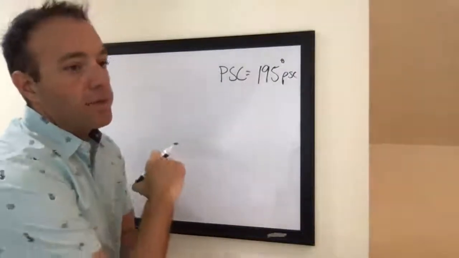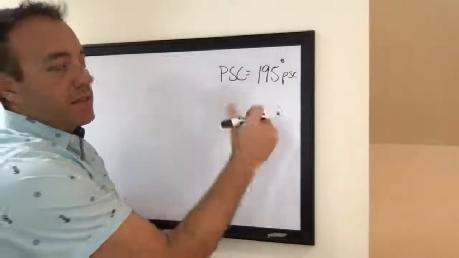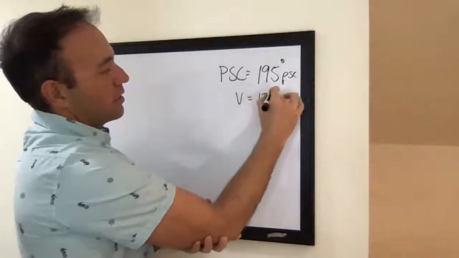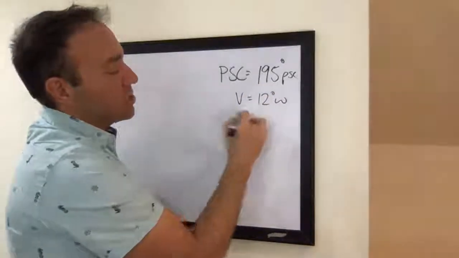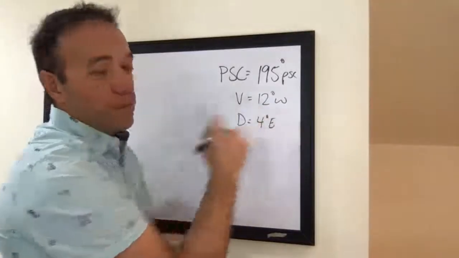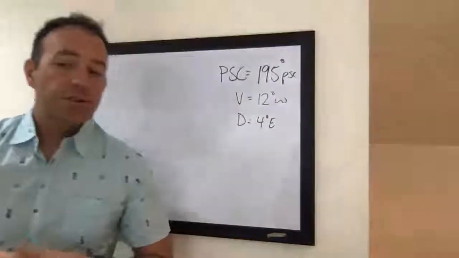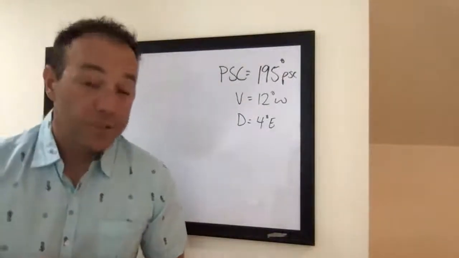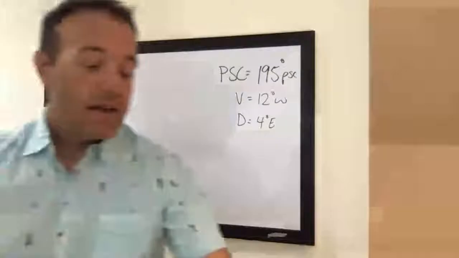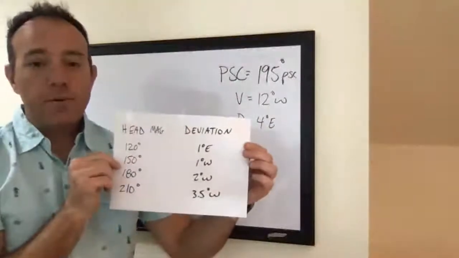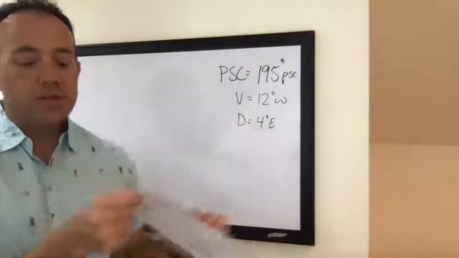You're going to see the variation is maybe given to you as 12 west, and the deviation is given to you as 4 east. And Guy asked a great question there. The deviation in a real world situation is not always given to you. That's exactly correct. What you would need to use is a deviation table. And so a deviation table might look like this. We're going to talk about that in just a little bit.